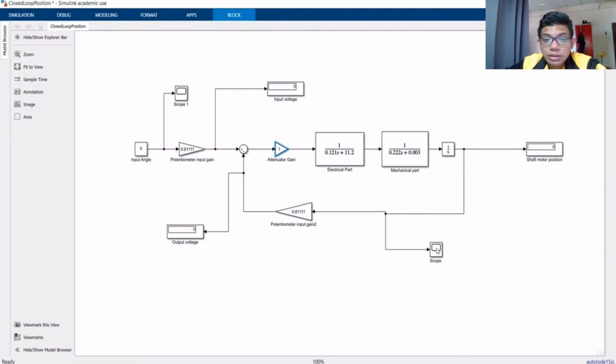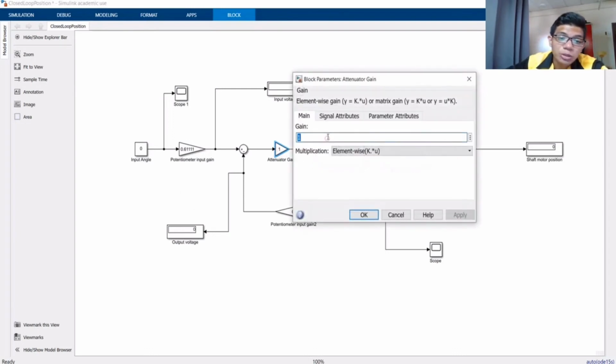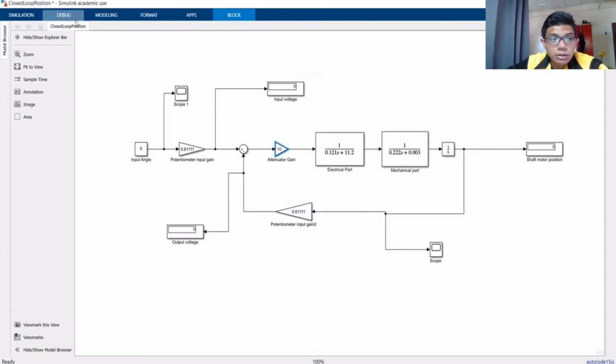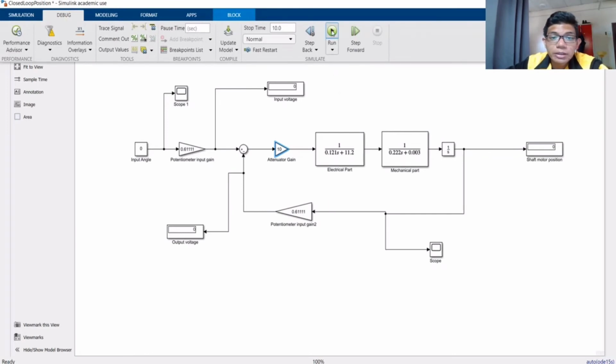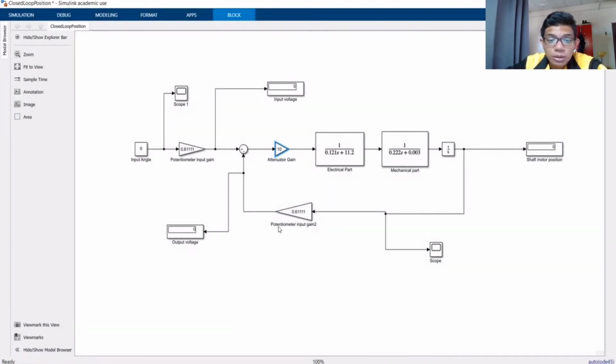As you can see, there is no value that you can get from the input voltage or the shaft motor position, as the input is 0, which means that the system cannot be executed. Even if we put the attenuator again to 10, then we can observe the motor. It still gave 0 for the output voltage, input voltage, and the shaft motor position. So this means that if the input angle is 0, then the system will not be executed.